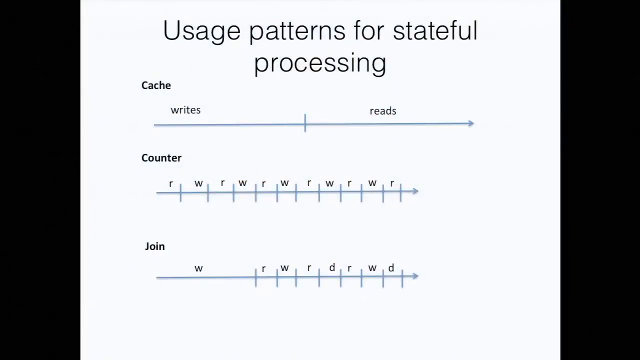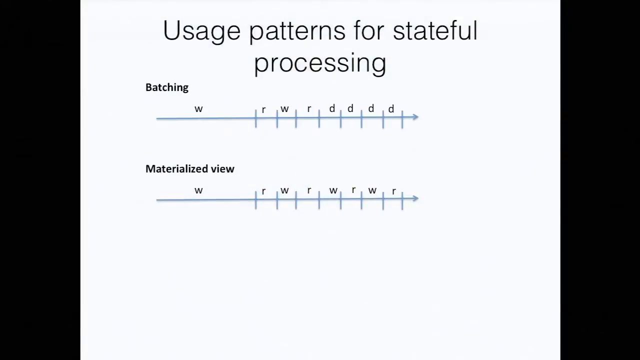When two streams are joined, you would want to wait till you get a particular event, and then once the join is performed, you delete it. So it's going to be read, write, delete, read, write, delete. Batching is very similar, where you accumulate data, and then after some time, you write it to a remote machine. And a materialized view is also very similar to that, where you can construct a materialized view from the stream.